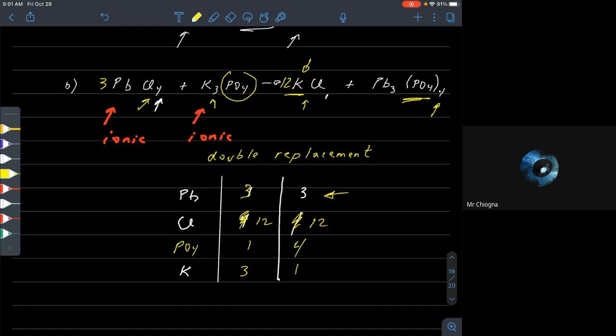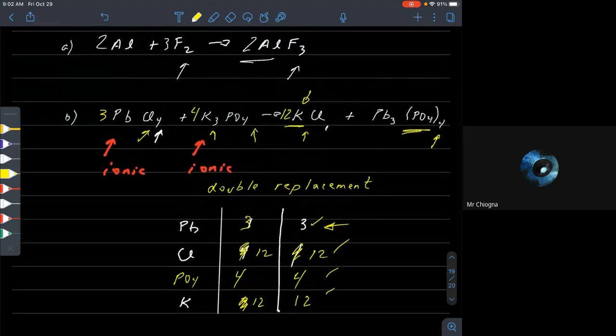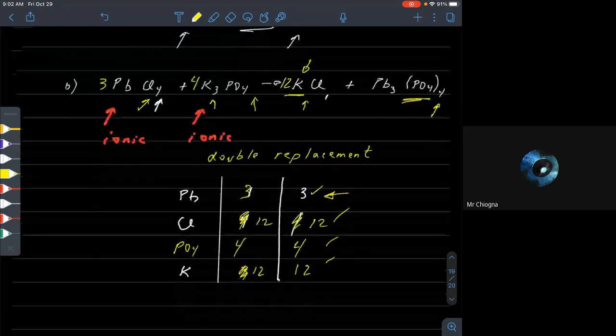So I have 12 potassium on the right. How do I make it so there's 12 on the left? I put a 4 in front. There's now 4 times 3, 12. It also affects this. Originally, there's no brackets there, right? Originally, there's 1. 4 times 1 is? Yep, 4. Is it balanced? Done. I fluked out. I just knew from intuition.